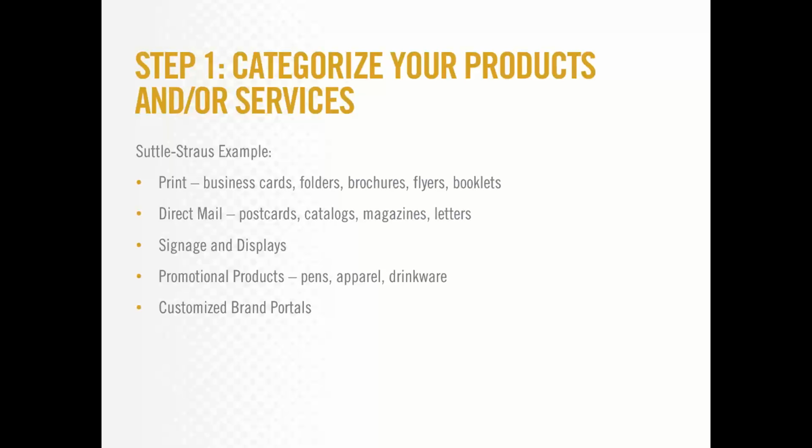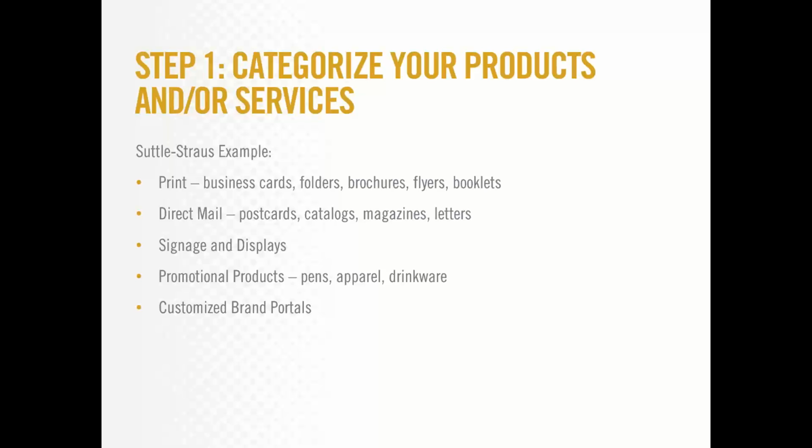All right, step 1. Pencils in hand. The first thing we're going to do is categorize your products and or services. You've probably already done this on your website under products or services. You have all your categories listed. So we're just going to list them here on the piece of paper.